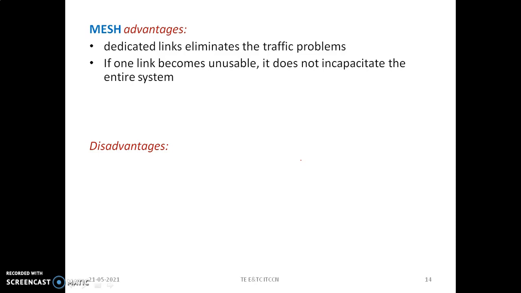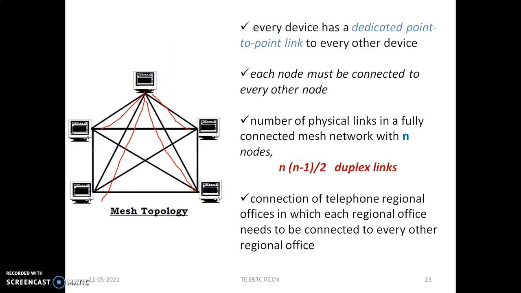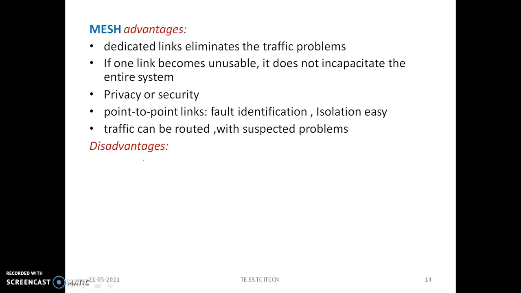Packet traffic. If one link becomes unusable, it does not incapacitate the entire system. So among these networks or nodes, if there is a failure of this particular link, still it will not stop the complete network from working. So there are alternative ways. If one link becomes unusable, it does not incapacitate the entire system.